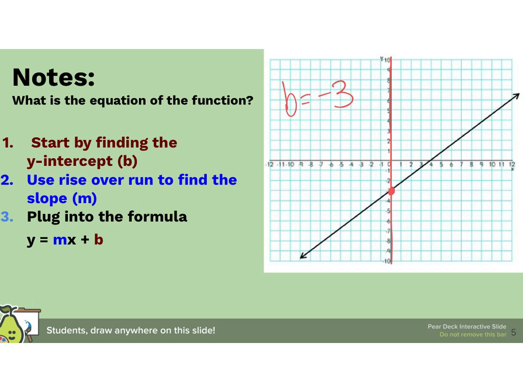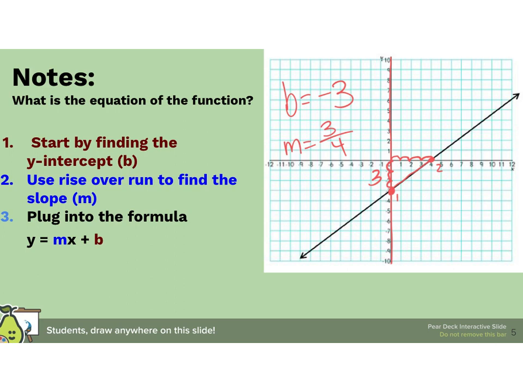Then I need to find the slope by using rise over run. So find 2 points on the line. So the next point is here. Rise over run. So to get from point 1 to point 2, I need to go up 1, 2, 3. So that's my numerator. And then I need to go to the right 1, 2, 3, 4. So the slope is 3/4.